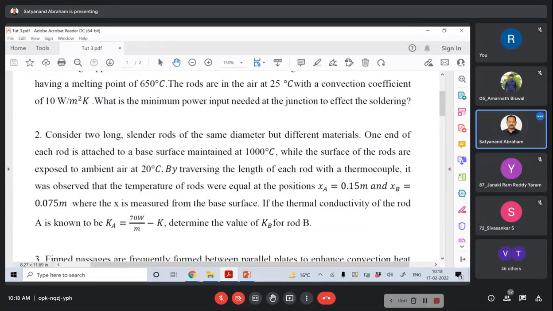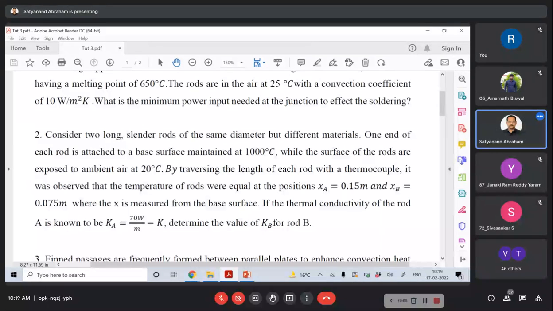So if the thermal conductivity of rod A is known to be 700 watt per meter Kelvin, it is not watt per meter minus Kelvin, it is watt per meter Kelvin. Kelvin should come over here. Determine the value of Kb for rod B.